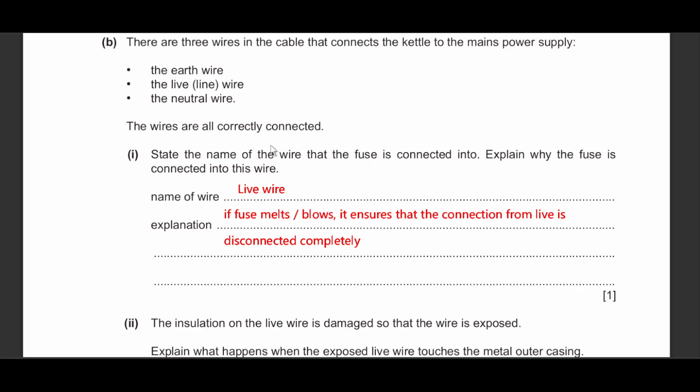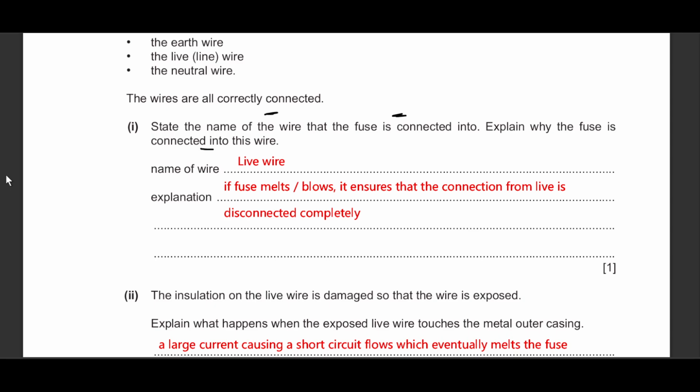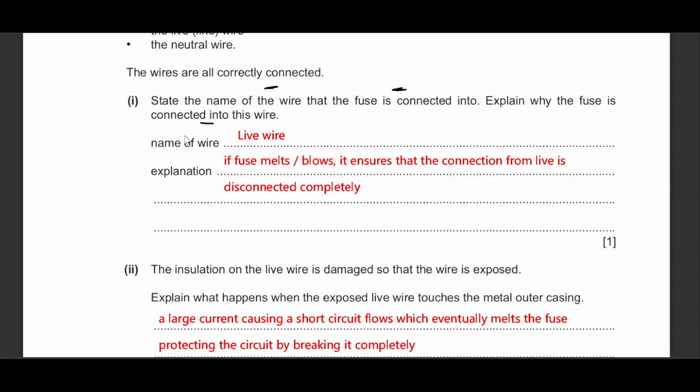Next, he says state the name of the wire the fuse is connected into. Explain why the fuse is connected to this wire. So all the safety equipment are always connected in the live wire. That is something that we understand already. Be that a switch, be that a fuse, it has to be in the live wire. So the name of the wire is live wire, and the explanation is if the fuse blows, it ensures that the connection from the live wire is disconnected completely.